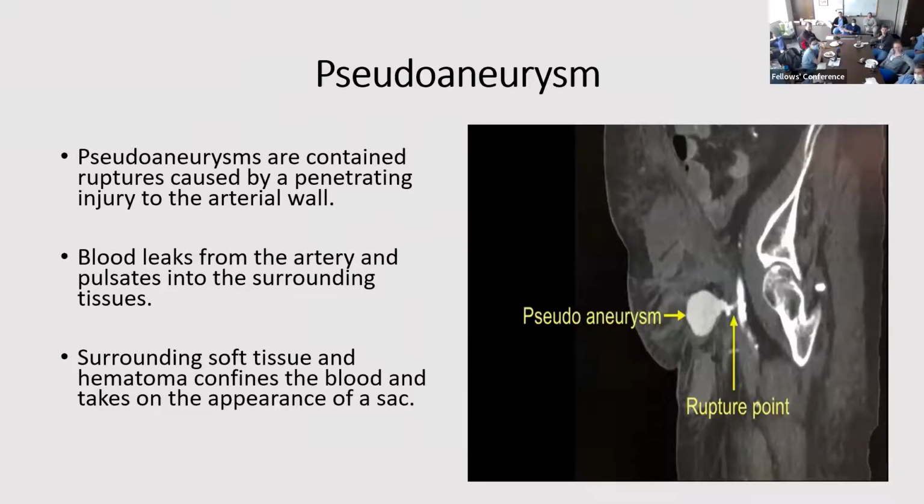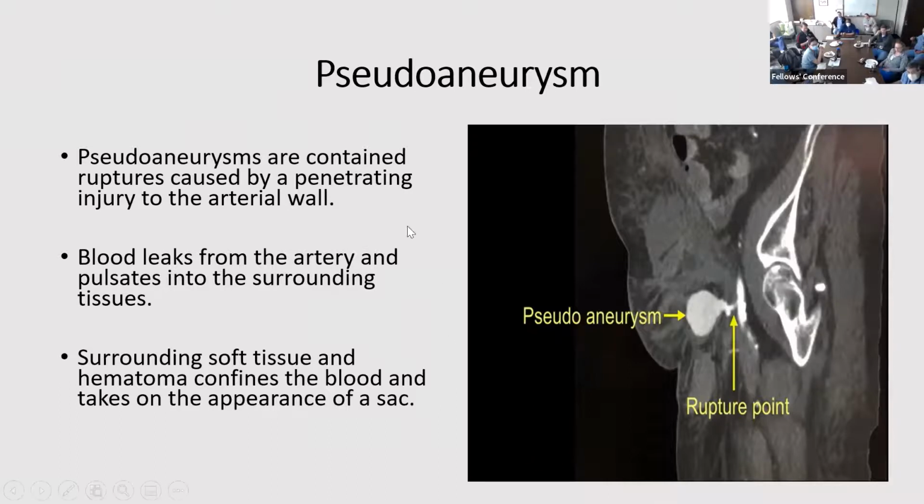So you'll see these pseudoaneurysms not infrequently. A lot of times cardiology will do radial access first, which is less likely to cause it. But in some patients that can't get it, they'll get in a femoral artery. So let's talk about what a pseudoaneurysm is.